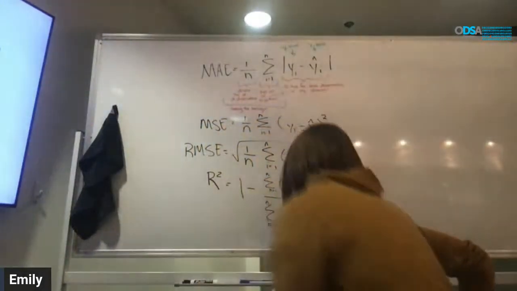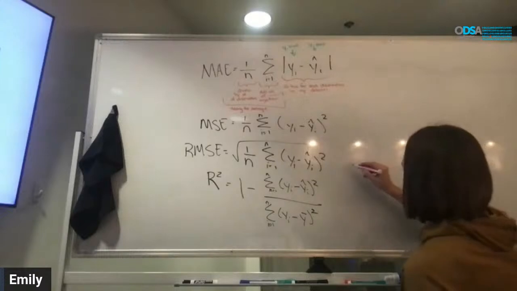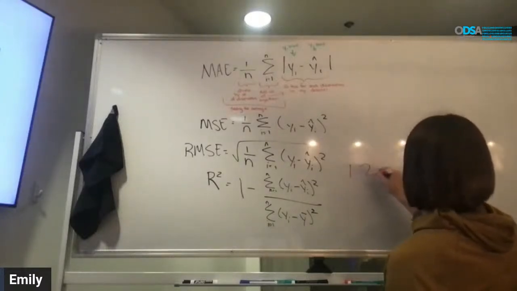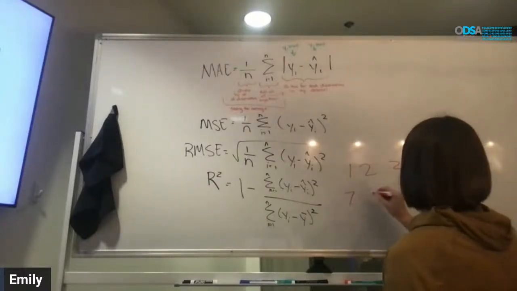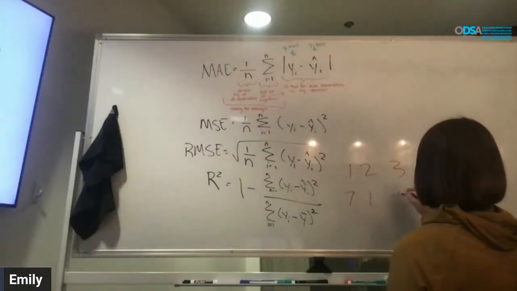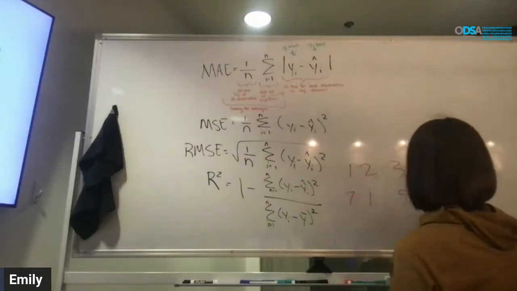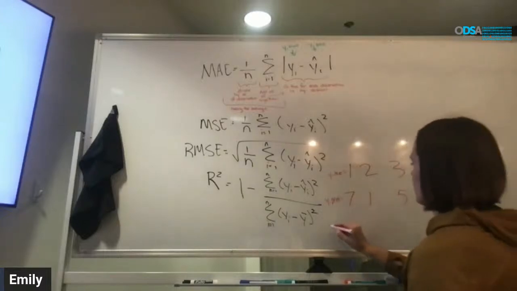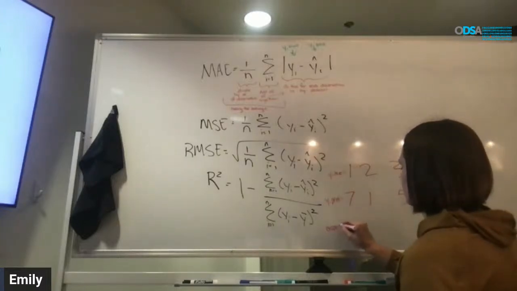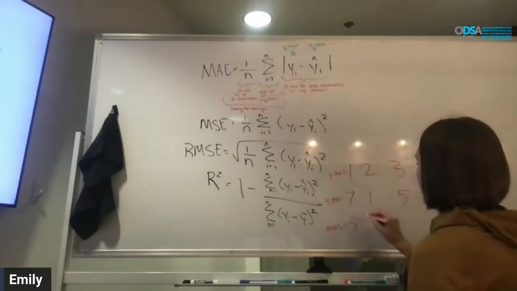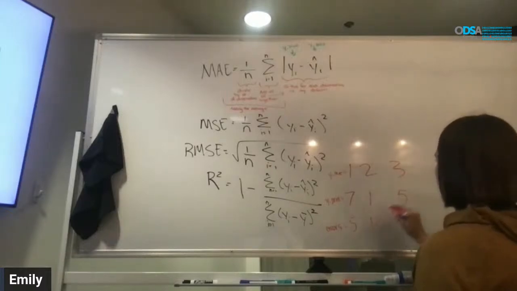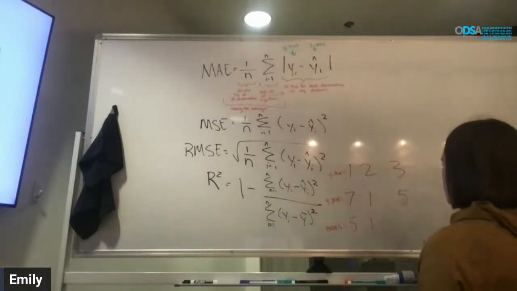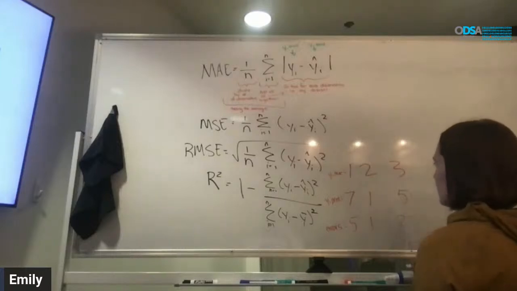Let's just make one up again. We have 1, 2, 3, 7, 1, and 5. So this is our y true. This is our y pred. And these are our errors. 1 minus 7 is 5. 2 minus 1 is 1, and the difference between 3 and 5 is 2.